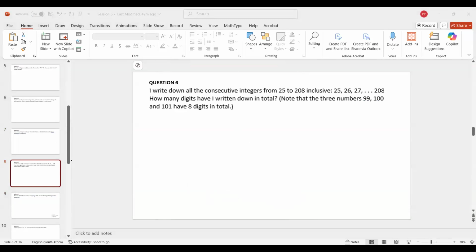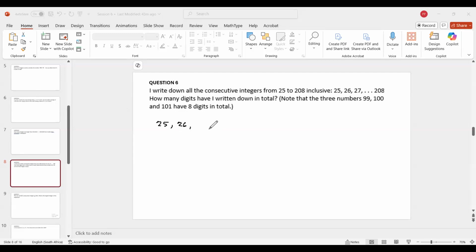I write down all the consecutive integers from 25 to 208 inclusive. All right. So we can see we can write down all these numbers. And the question is, how many digits have I written down in total? So when you first start from 25, you've written 2 digits. Now you've written 4 digits, 25, 26. The 2 and 5 are the digits.